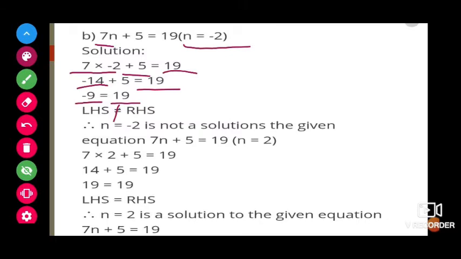Now, the same equation, if we check with n equals plus 2. 7 into plus 2 gives us 14. So 14 plus 5 is 19. 19 is equal to 19. Is the equation satisfied on both sides? Yes. So n equals 2 is a solution to the given equation 7n plus 5 equals 19.